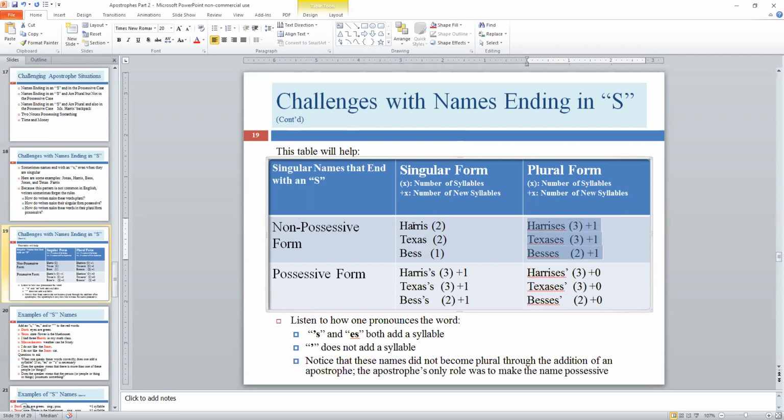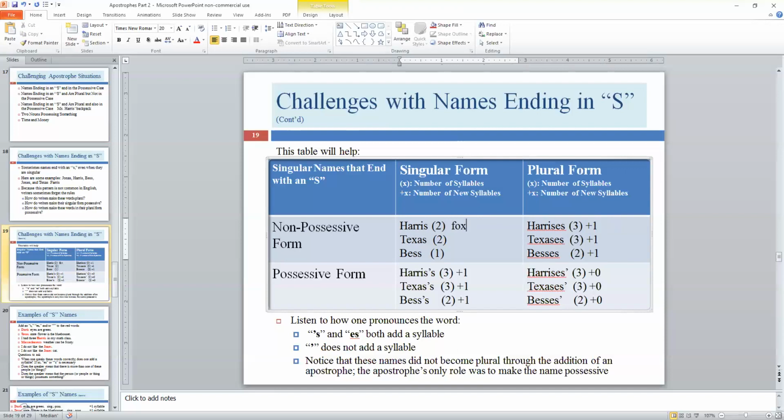So, since we want to take a word from Harris, which has 2 syllables, to Harrises that has 3 syllables, it makes sense for us to add a vowel, and so we're going to add the ES. This is the same rule that we have in English for non-names. If we have the word fox, fox is 1 syllable. Actually, let me write fox over here.